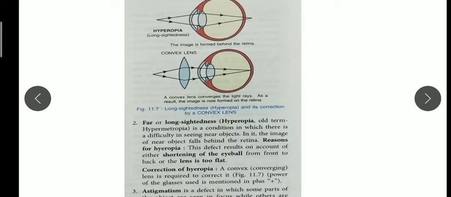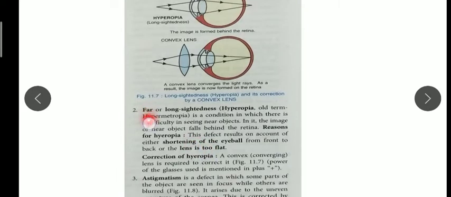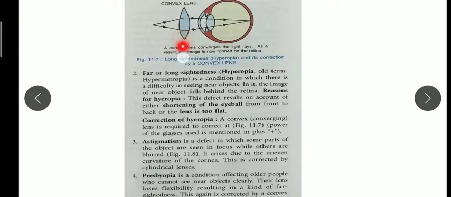Now what is the reason? The reason is the shortening of the eyeball, and the lens is too flat because of it. So for correction, we should provide a convex lens. You can see this is the convex lens. With the convex lens we can correct this defect of hyperopia. The converging convex lens is required to correct this defect, and the power is in the plus sign. So you should remember that we should provide glasses with power in plus sign.